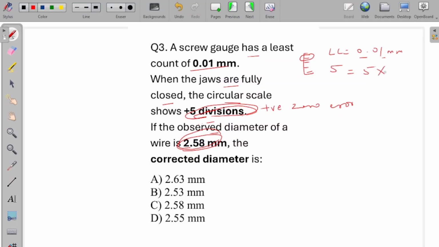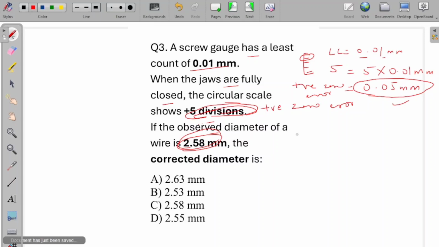5 divisions will be there, 5 × 0.01 millimeter. So this will give us 0.05 millimeter as our positive zero error, right? Our positive zero error measurement is 0.05 millimeter. Now we know how much the positive zero error is.